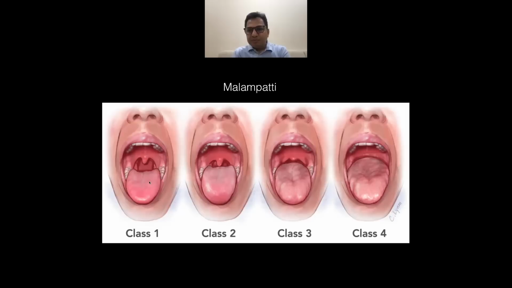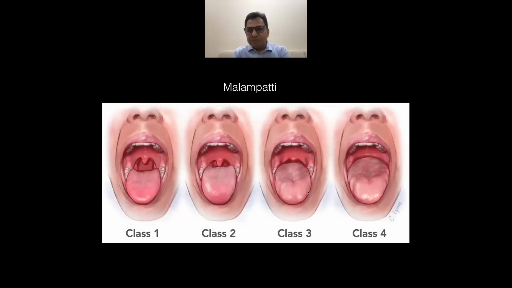Now, if you are able to see the whole tonsil, if you are able to see the whole soft palate, it is class 1. If you're seeing partial tonsil and the whole of the soft palate, it is class 2. If you're not seeing any part of the tonsil and seeing part of the soft palate, it is class 3. And if you're not seeing even the soft palate, it is almost completely not visible and you're seeing only the hard palate, it's class 4.